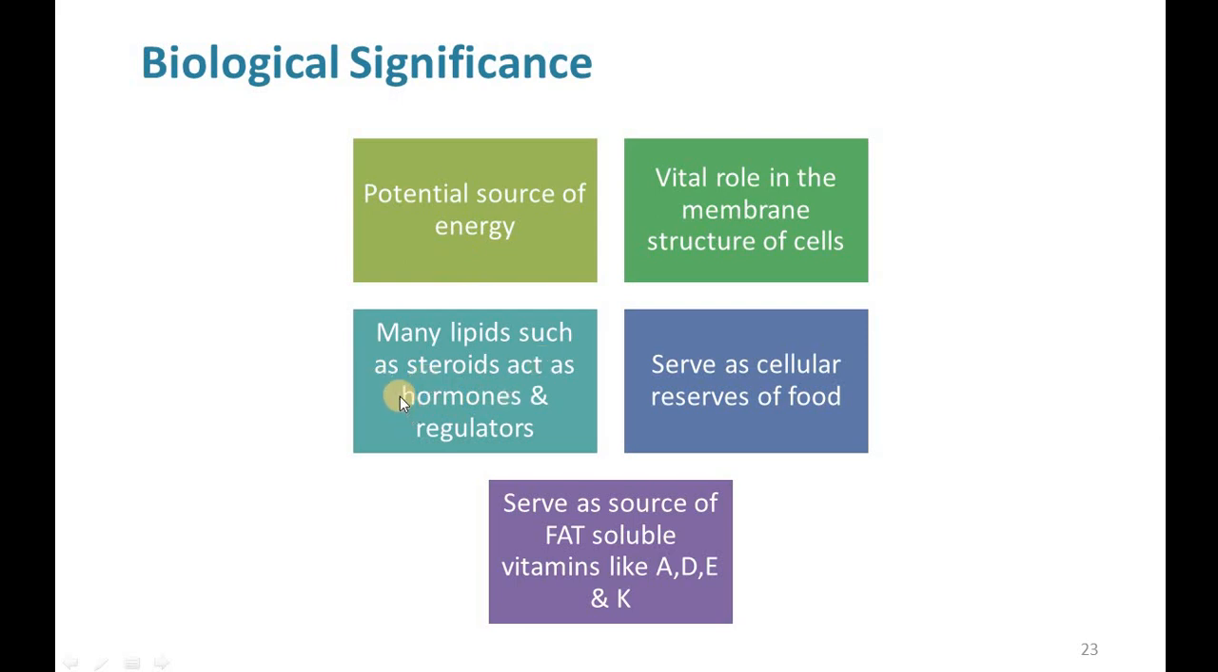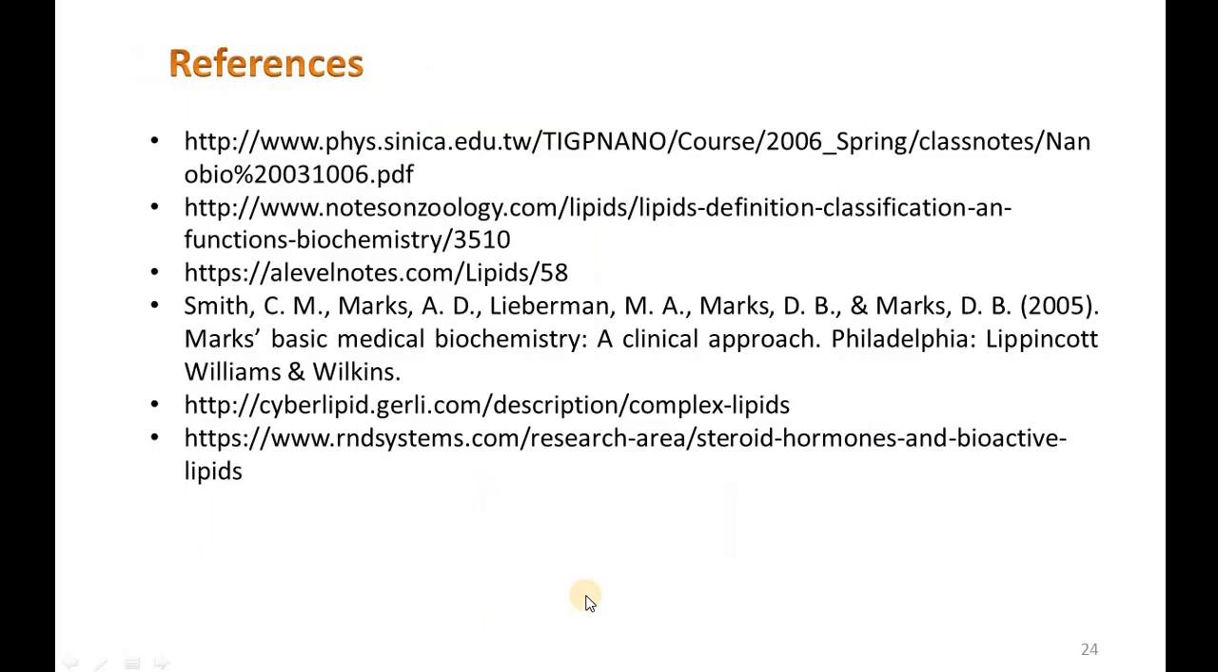The third biological significance is that many lipids, such as steroids, act as hormones and regulators, as we have discussed earlier. And lipids also serve as a cellular reserve of food. We can store food or fat in the form of energy, a reservoir of energy. And lipids also serve as a source of fat-soluble vitamins like vitamin A, vitamin D, vitamin E and vitamin K.